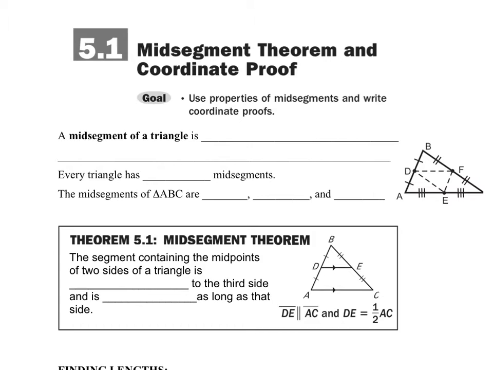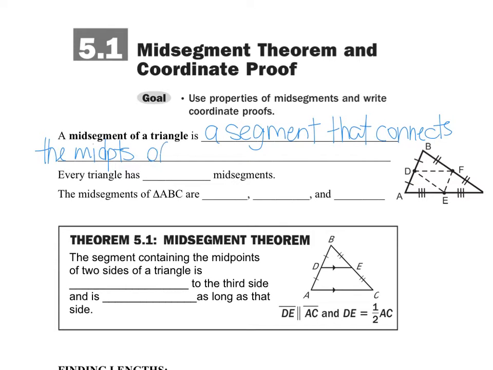First thing we need to do is define what a mid-segment of a triangle is. It's a segment that connects the midpoints of two sides of the triangle. Every triangle has 3 mid-segments.